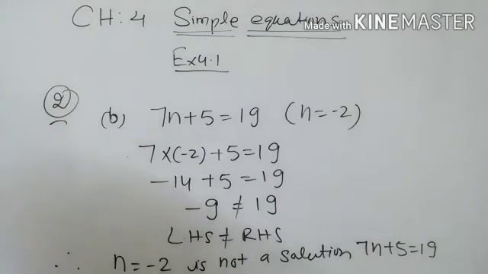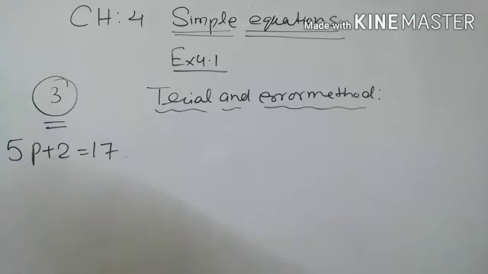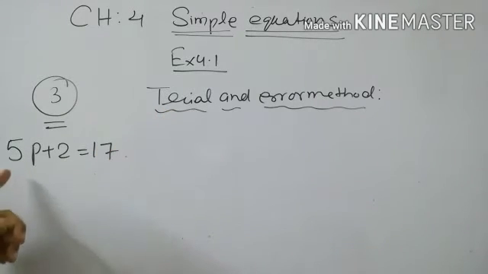Now we are going to start question number 3. In question number 3 there is the trial and error method. The trial and error method is used for finding the solution of a simple equation. So we use this method to find the solution of this equation, 5p plus 2 equal to 17. So understand this question carefully.